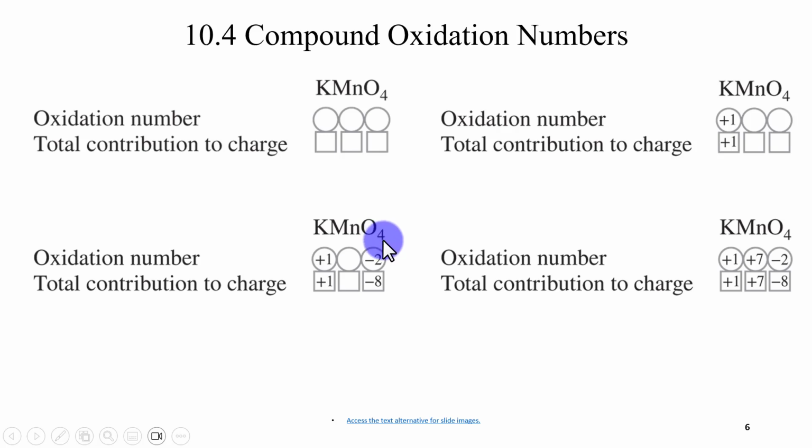Let's go to oxygen, which we said has a -2 oxidation number. However, because I have 4 of those, its total contribution to charge is 4 times -2, which is -8. So I have a +1 on this side and a -8 on this side. Since this molecule is neutral, I would have to have a +8 to counteract that -8. To get a +8, manganese has to be +7. So +7 +1 gives you +8, and -8 will give you 0, which is the overall charge of this molecule. And sure enough, here's the manganese +7 charge.